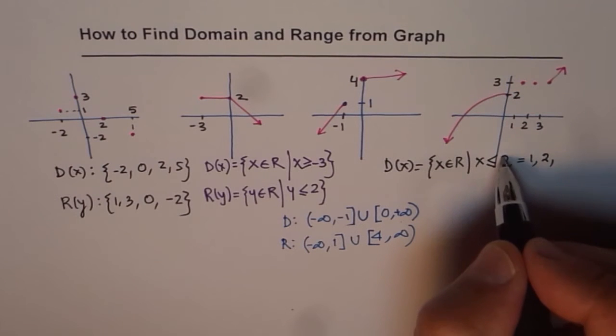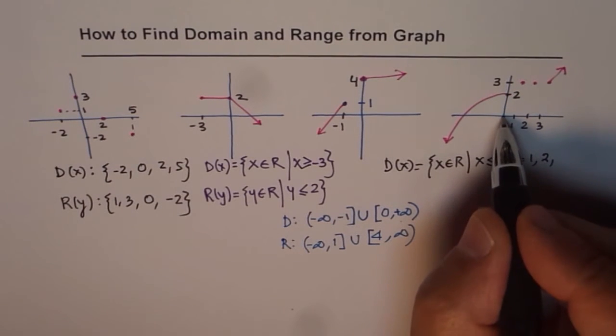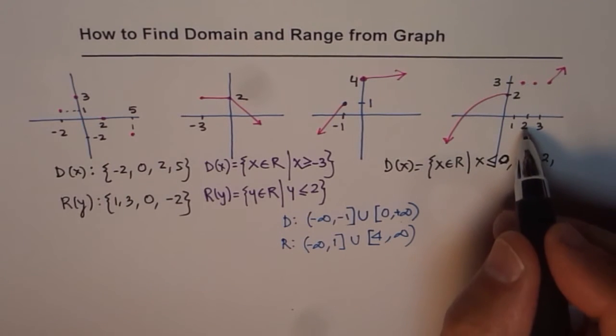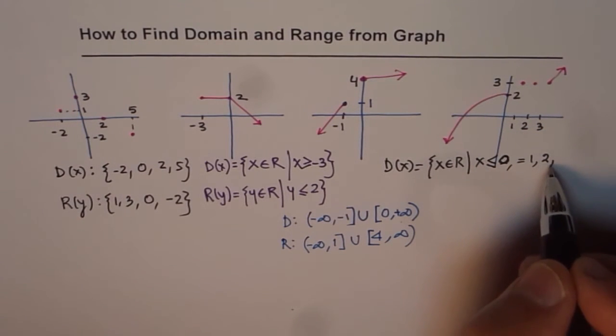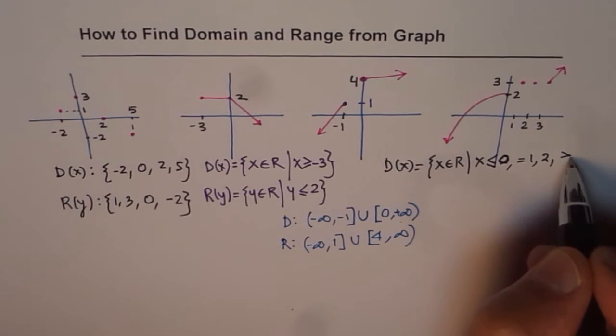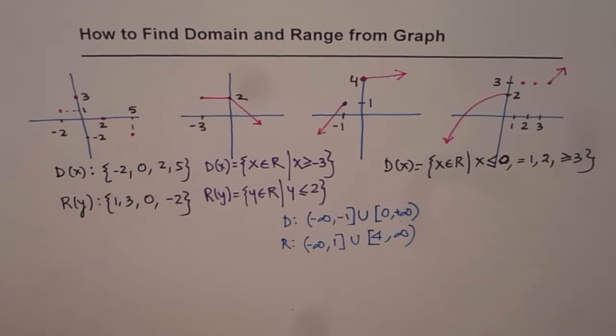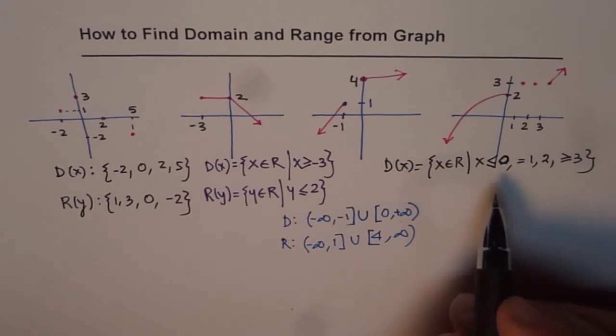Sorry, this was x less than or equal to 0, right? It's on the left side of the origin, or it is equal to 1, or it is equal to 2, or greater than or equal to 3. So that is how, when you're given pieces, you can write the domain.